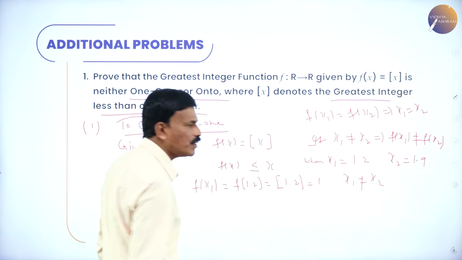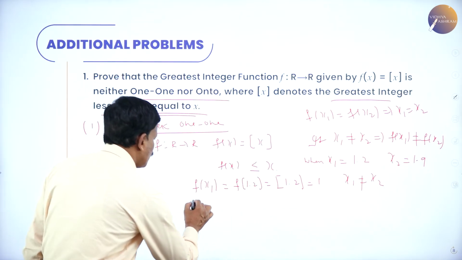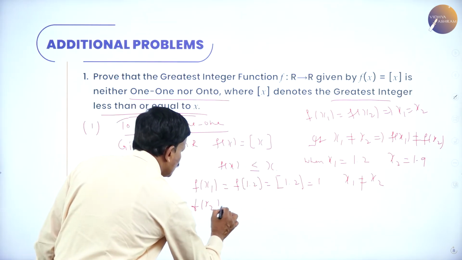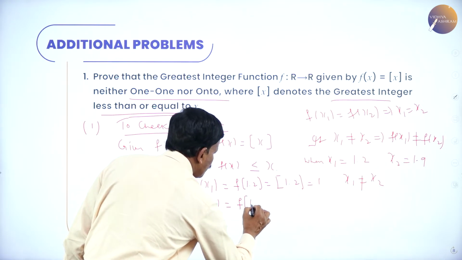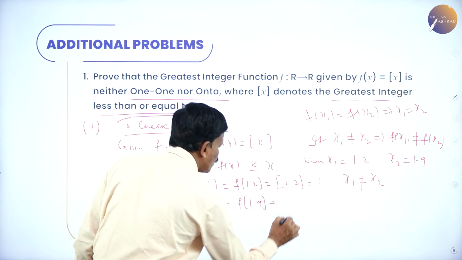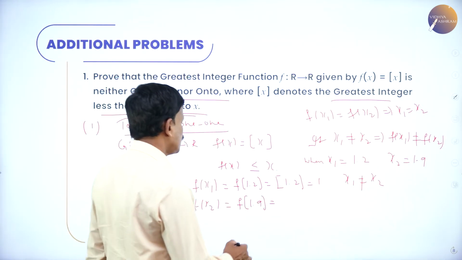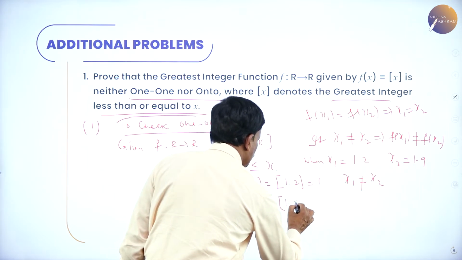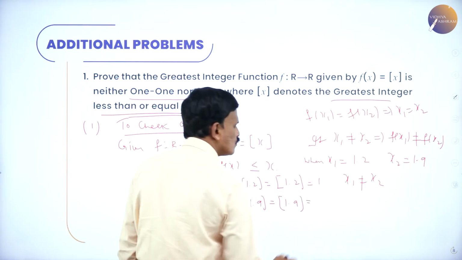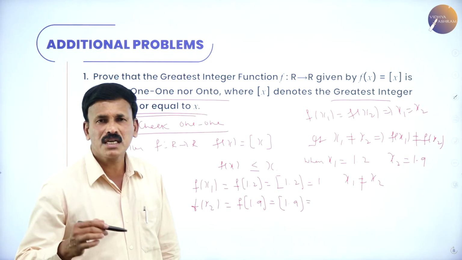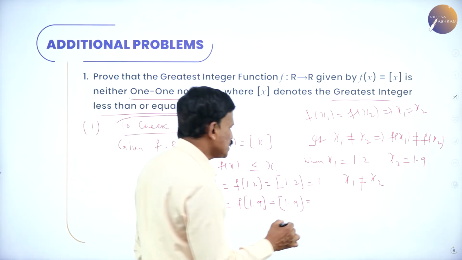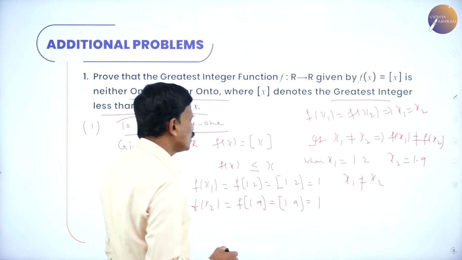The greatest integer less than or equal to 1.2 is 1. Similarly, f of x2 is equal to f of the greatest integer value of 1.9. The greatest integer value of 1.9, the value which is less than or equal to 1.9, is again 1. So, what is the conclusion?